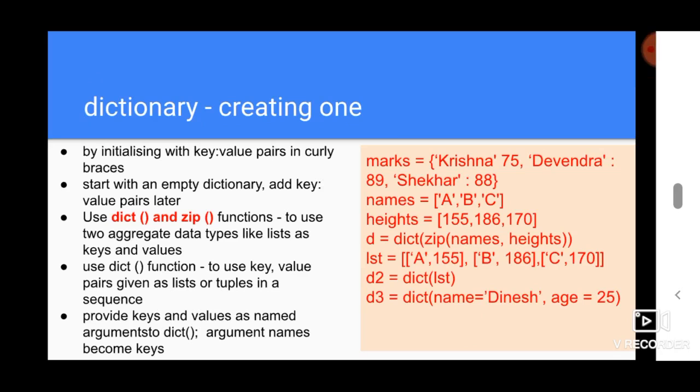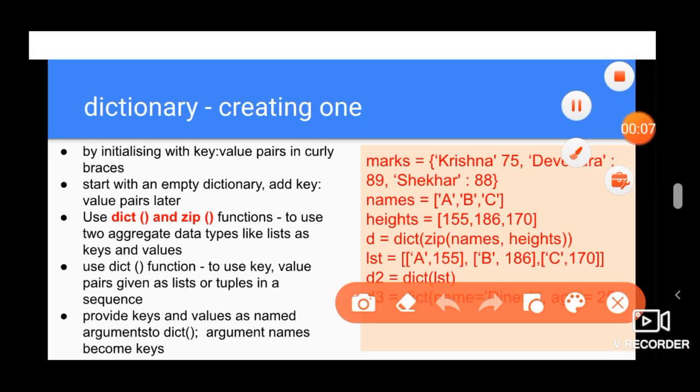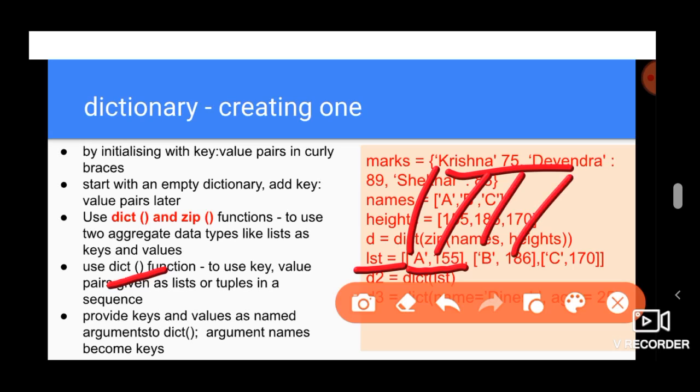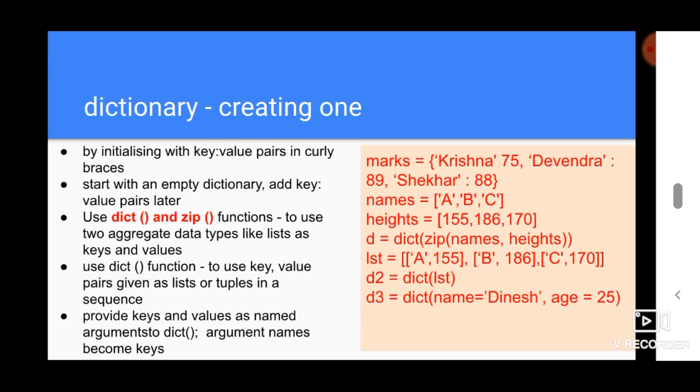A different kind of situation: we may have a list or tuple containing the keys and values as individual lists. Okay, like here we are having a key value pair A 155 as a list, B 186 as a list, and C 170 as a list, and all these 3 lists are contained inside an outside list or a nesting list. Okay, so if data is available in this form, then also we can use this dict function, and it will give us the same dictionary, associating the key A with 155 and key B with 186 and C with 170. So if the data is available in this format, then we may also use the dict function as shown to create the dictionary named D2.